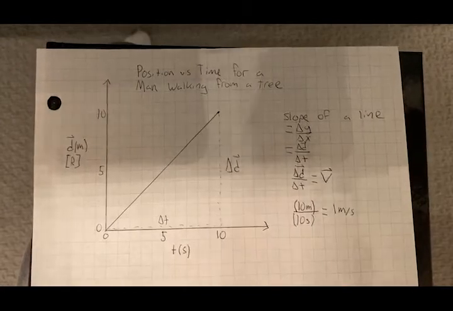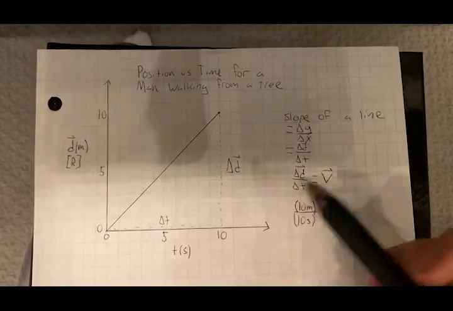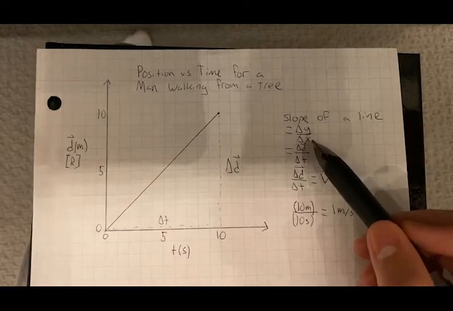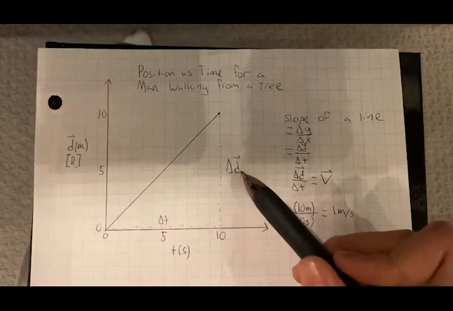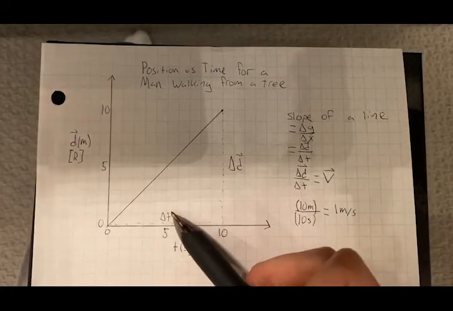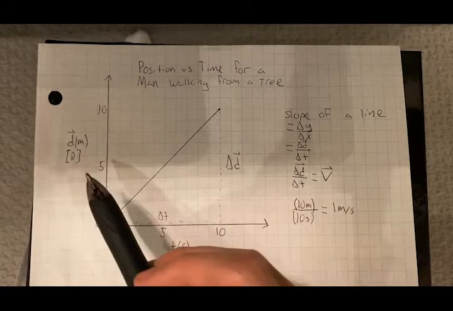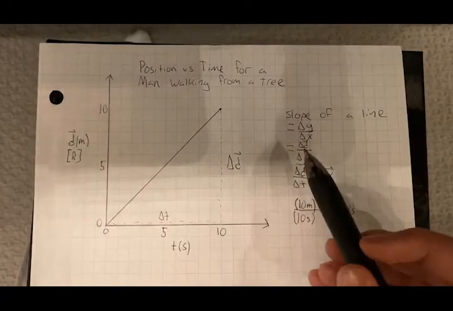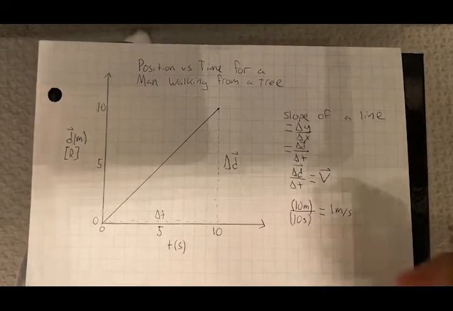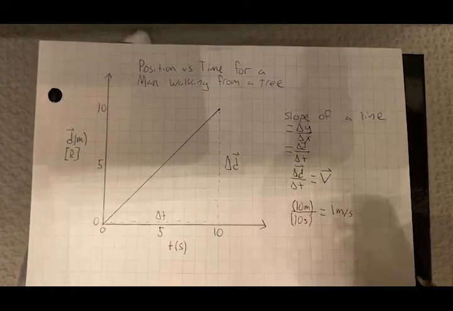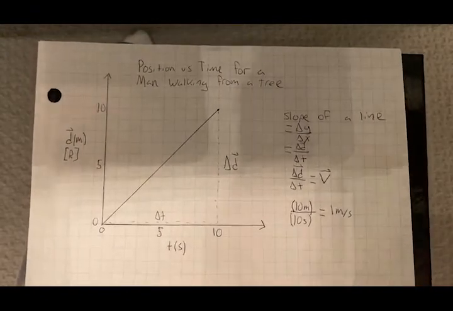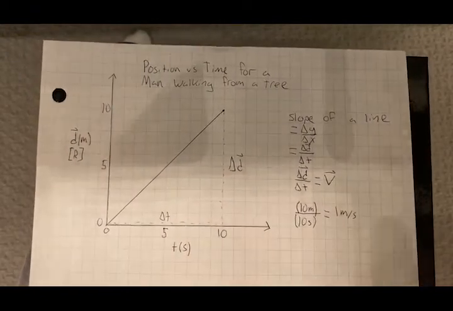Now what is the slope of this line? We know that the slope of a line is delta y over delta x, right? But in this case, delta y is actually delta displacement, and delta x is actually delta t, because that's on the x-axis, and displacement is on the y-axis. So we sub that in, and we get delta d over delta t. And what is the rate of change between delta d and delta t? Well, that's equal to velocity. So that's where velocity comes from. It's the rate of change of displacement over time.